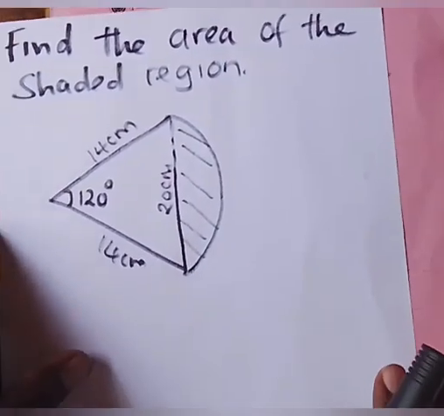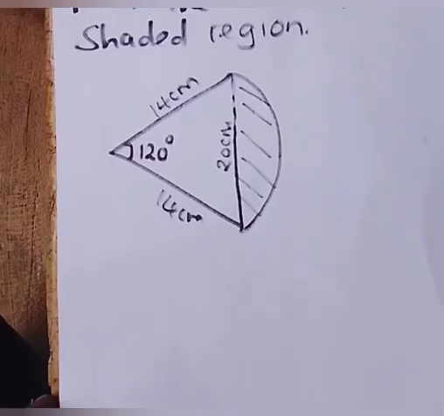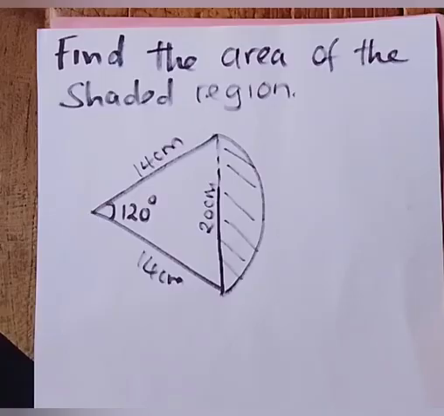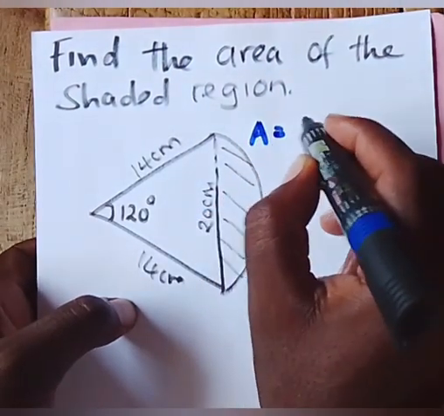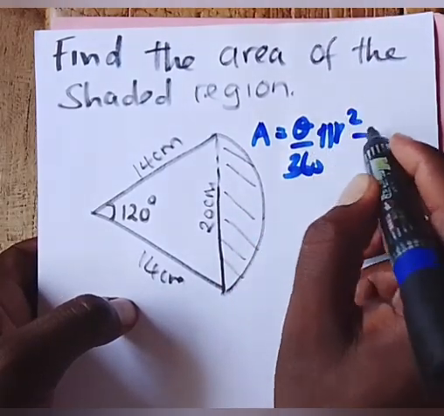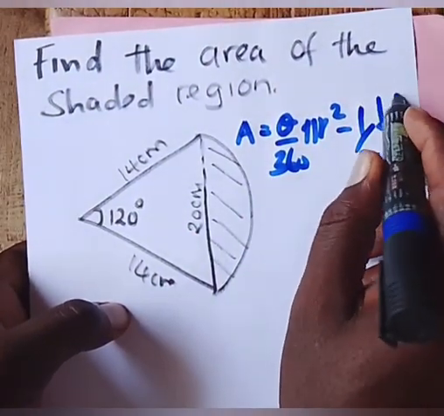Now we can try to solve the third example here. The third example is: find the area of the shaded region. So let's look at this second example of the area of a segment. The shaded region is a segment, and you calculate the area of a segment. The area of a segment is given by the area of a sector, which is theta over 360 pi r squared, minus the area of this triangle here, which is half base times height.